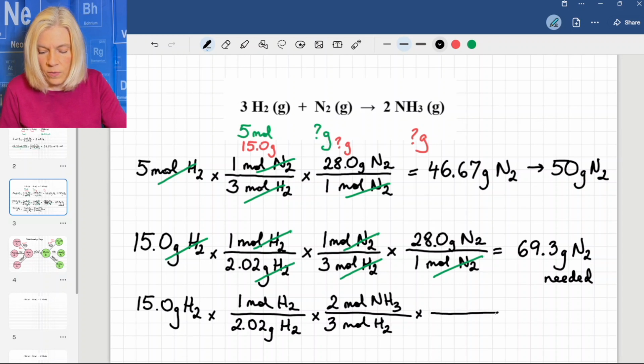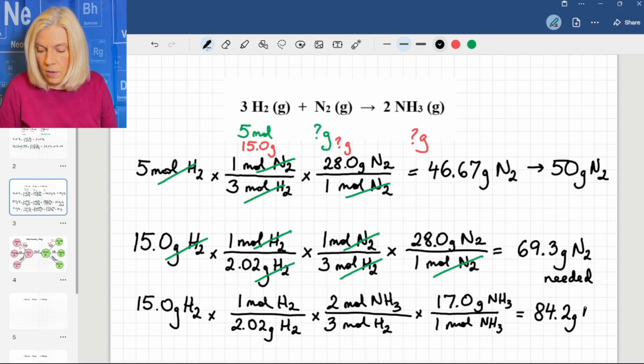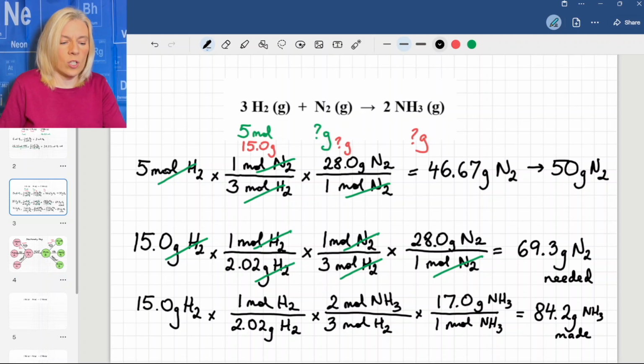And my molar mass of ammonia is, well, nitrogen is 14 and each hydrogen is 1. I'm going to say it's 17.0 grams of ammonia per every mole of ammonia. And when you plug this into a calculator and you use your 3 sig figs, it will be 84.2 grams of ammonia made if you use up 15 grams of hydrogen.